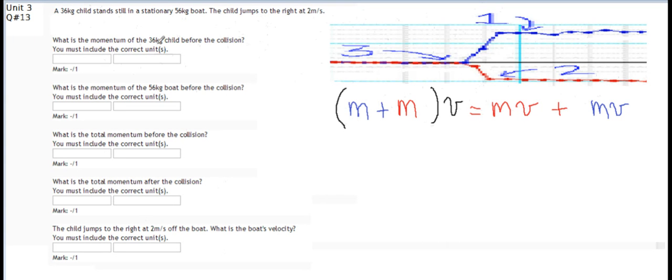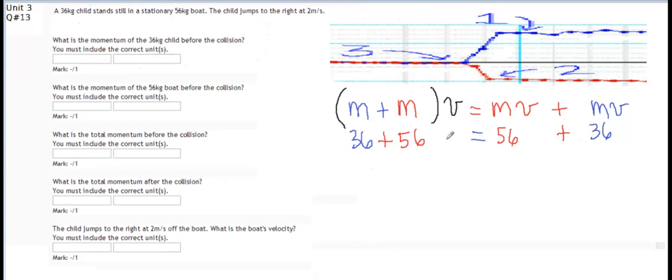So it says, what is the momentum of the 36 kilogram child before the collision? So the child is 36 kilograms. So here and here, the mass of the child is 36 kilograms. And so I'm going to put 36 there and 36 there. That's the child. The mass of the boat is 56 kilograms, and that's the red one, remember. So this is 56 kilograms, and this is also 56 kilograms.